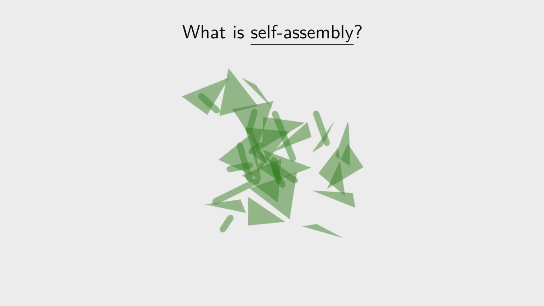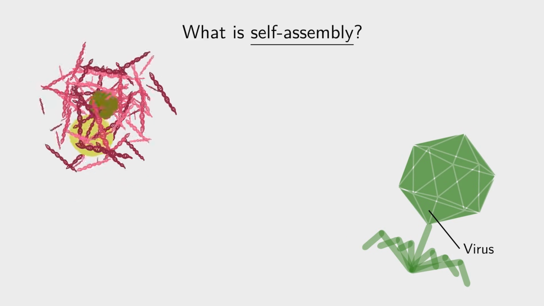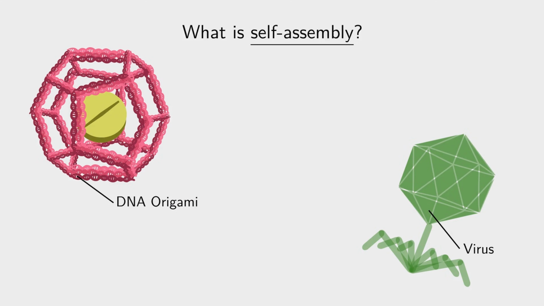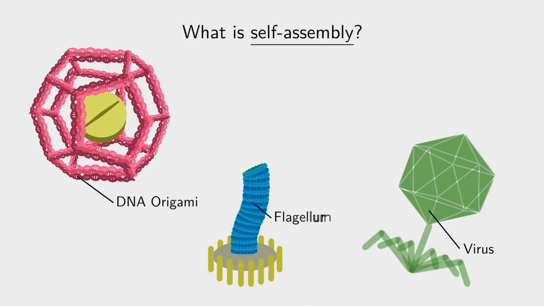But what is self-assembly? Self-assembly is an important process in biology and nanotechnology where simple building blocks autonomously form complex structures with various functions. Examples are virus shells, artificial nanocapsules made from DNA, bacterial flagella, or ribosomes.